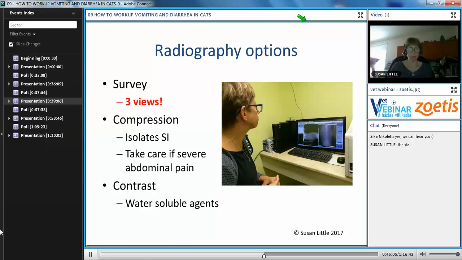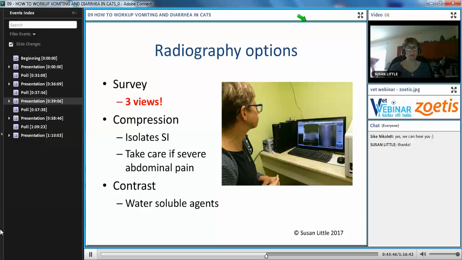So let's talk a little bit about imaging first. When we do survey radiographs on these patients, I always do 3 views. So 2 lateral views, right lateral and left lateral, as well as either a dorsoventral or a ventrodorsal. And the reason I want 3 views is sometimes there's a gas focus in there, and redistribution of pockets of gas might actually give you a different view. It acts a little bit like negative contrast, and so you might see something, for example, on a right lateral view that you don't see on a left lateral view. So when we do those survey radiographs, we always want to use 3 views.